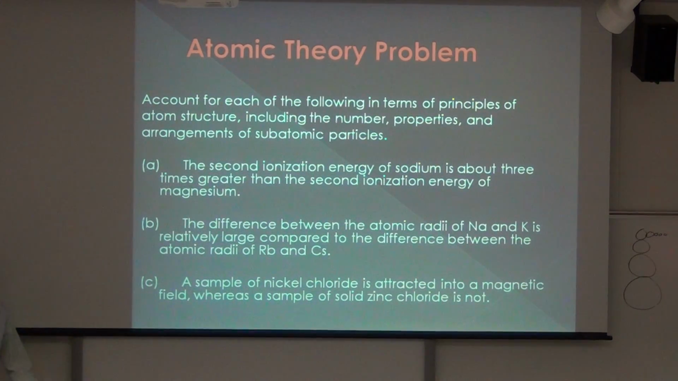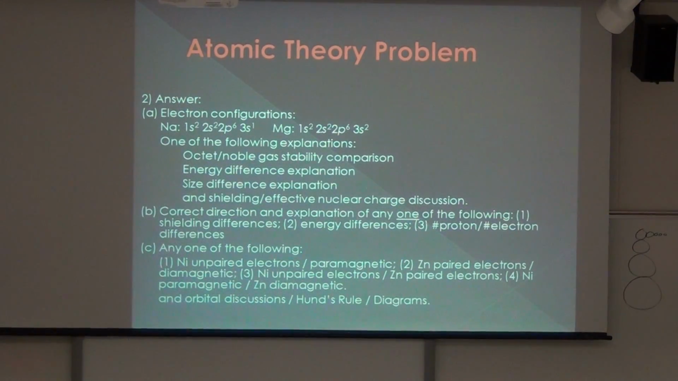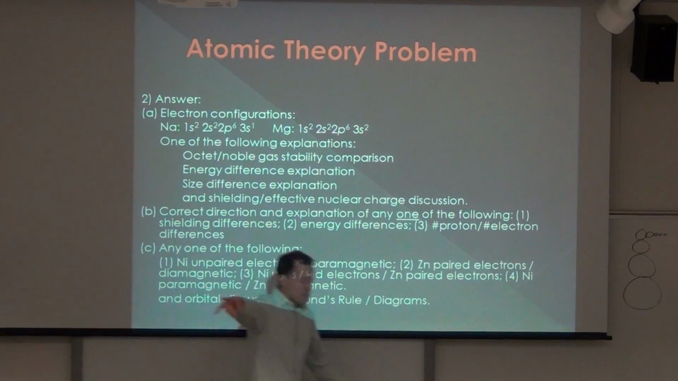Lastly, it says a sample of nickel chloride is attracted to a magnet, whereas a sample of zinc chloride is not. Any thoughts? We did not talk about this. The zinc has more shielding effect than the nickel. Zinc also has more ionization energy, therefore zinc is harder to remove and will be less attracted to the nucleus in the magnetic field. I appreciate the effort. I'm going to stop you.